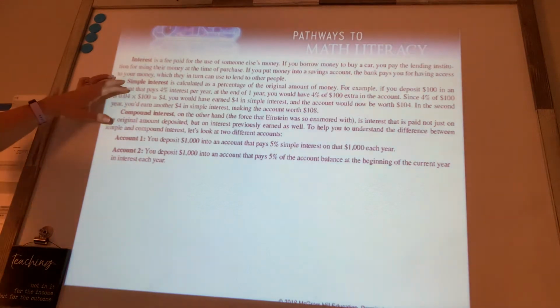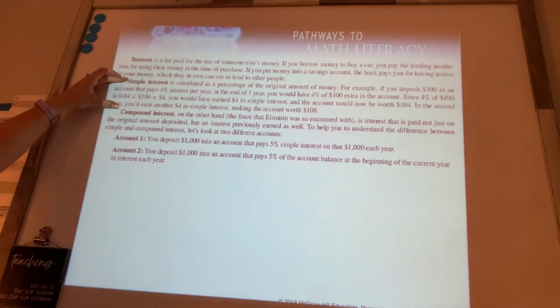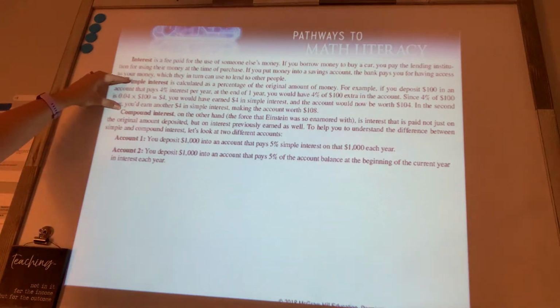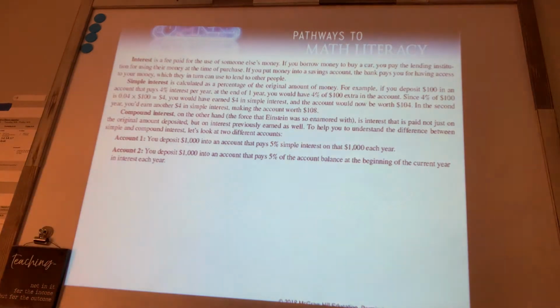Now, there's a couple of different kinds of interest that you can have in a bank account. Simple interest is exactly what it sounds like. It's really easy to calculate. I'll show you guys in just a moment. Compound interest is much more complicated because the balance compounds on itself every single year. So it's a little bit more complicated, and I'll show you how to do that as well.